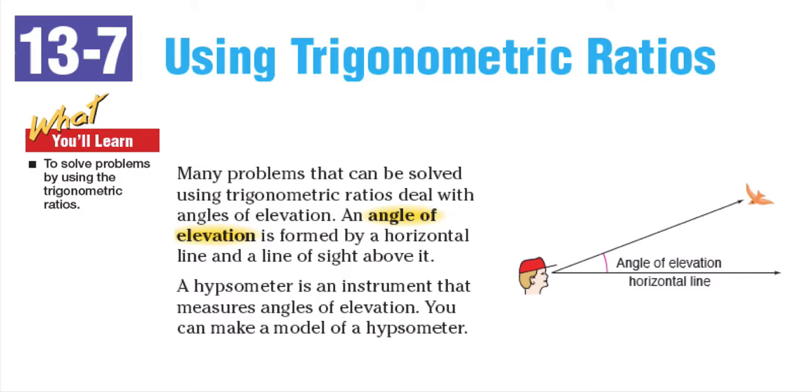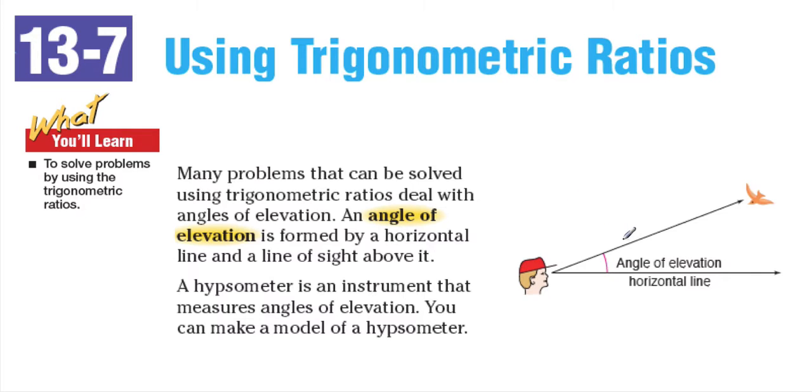So if this is your horizontal line, and you have a line of sight above it, that's what we call an angle of elevation. This one is your angle of elevation. This is very important because in word problems you need to distinguish between angle of elevation and angle of depression, which we will be talking about later on.